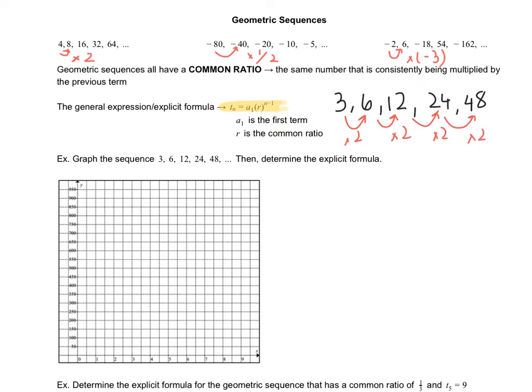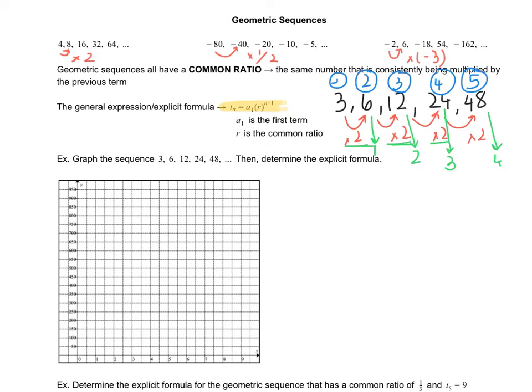And I'm also going to write down the position number. So 3 is the first term, 6 is the second, and so on. And I'm going to check to see, to get a certain number, how many times have I multiplied by 2. So to get to 6, which is the second number, I have multiplied by 2 one time. To get to 12, which is the third number, I've multiplied by 2 two times. To get to 24, which is the fourth number, I've multiplied by 2 three times now. And to get to 48, which is the fifth number, I've multiplied by 2 4 times.